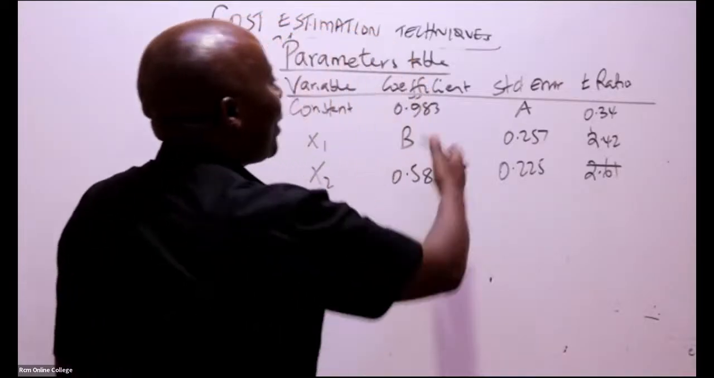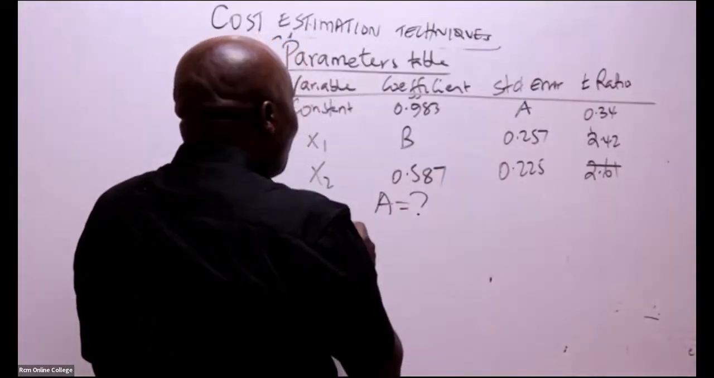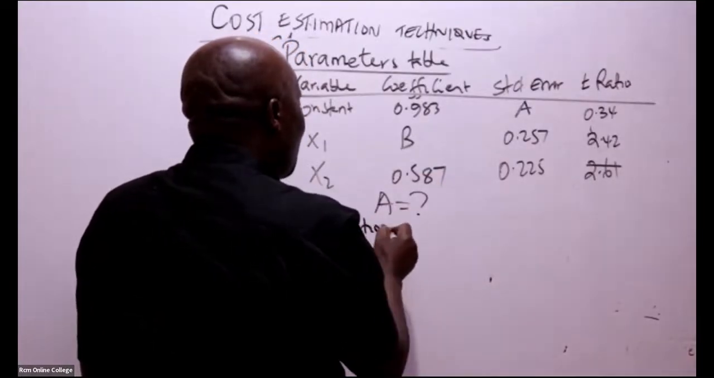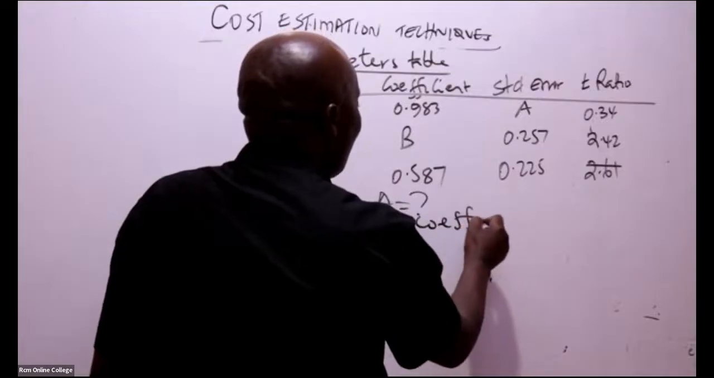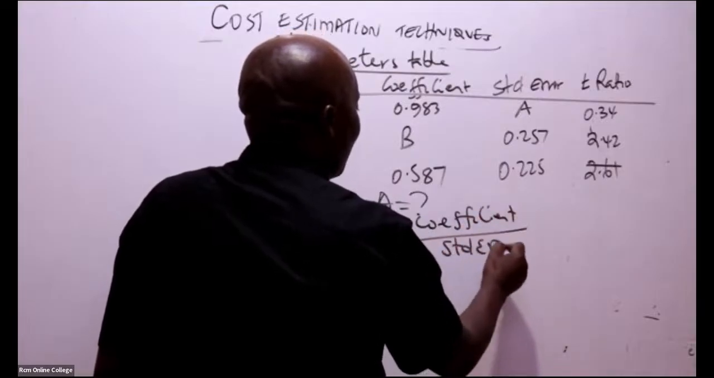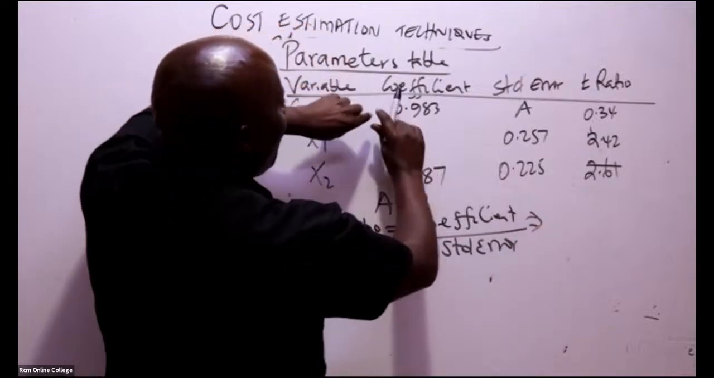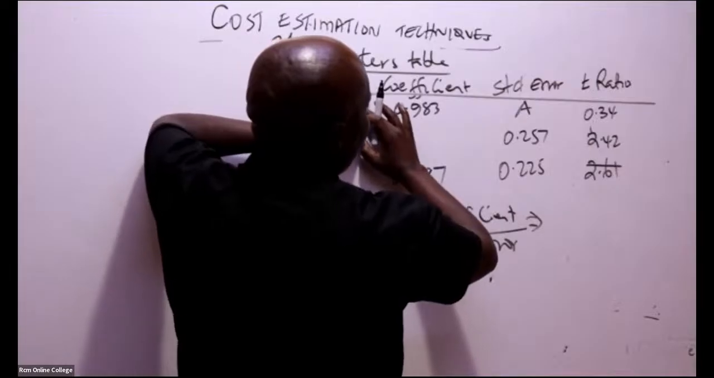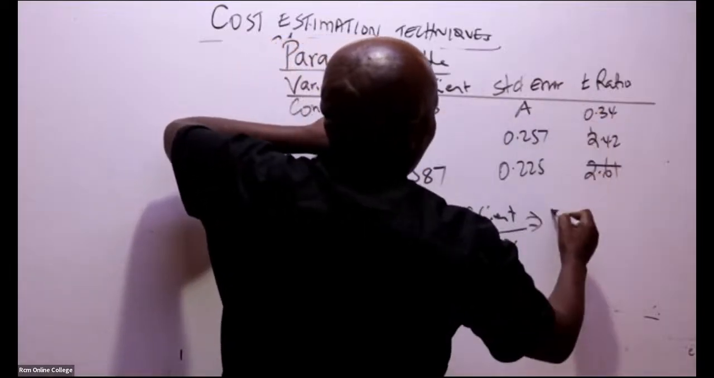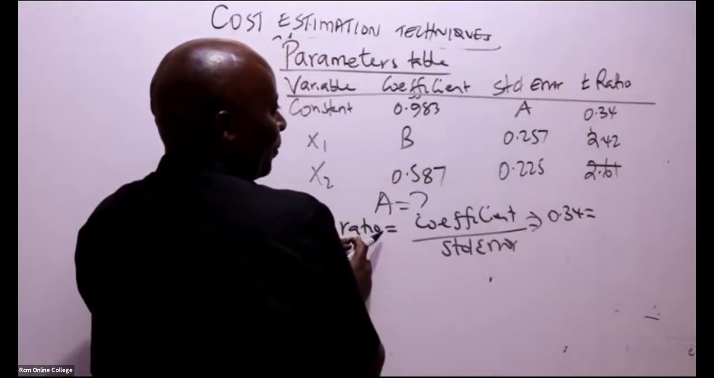We have said here where A is. So what is the value of A? That is requirement number 1. We've said to get the T ratio, you will take the coefficient all over the standard error. The T ratio for this constant, where A is, is 0.34. That is the T ratio I'm substituting.